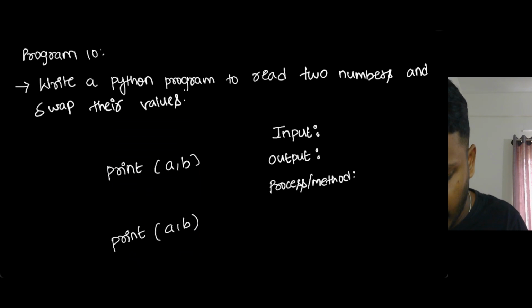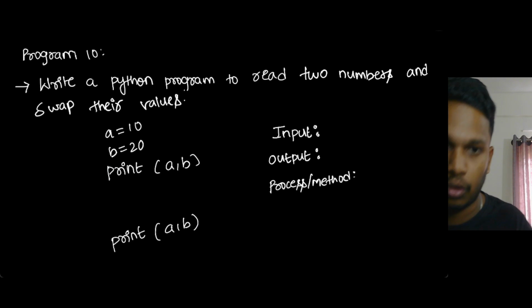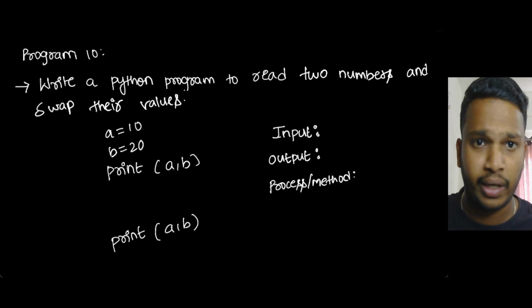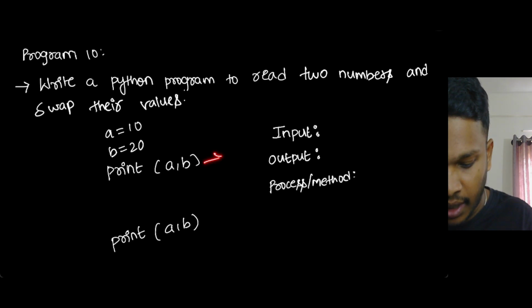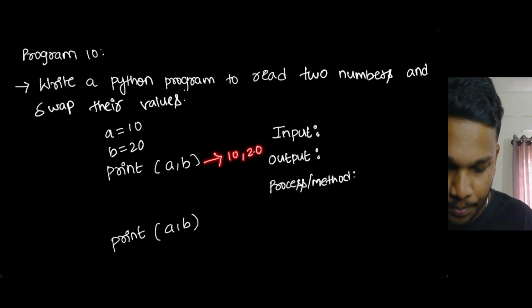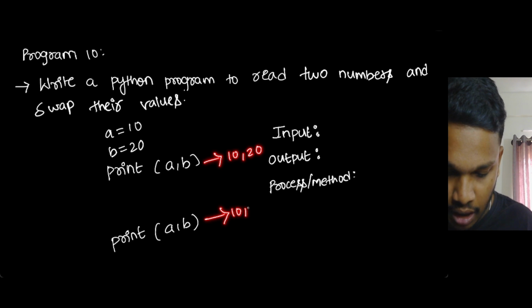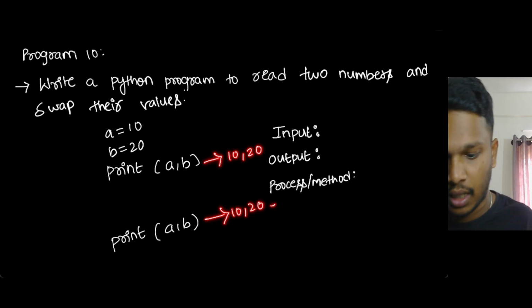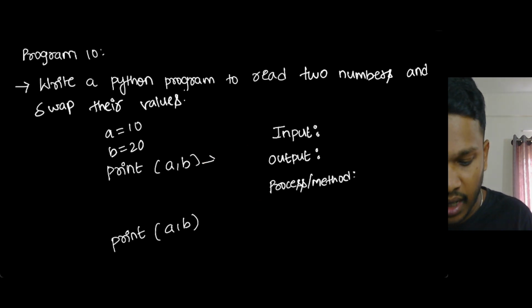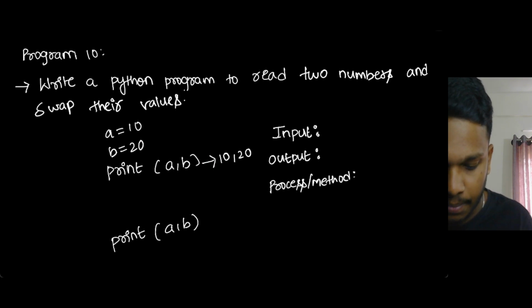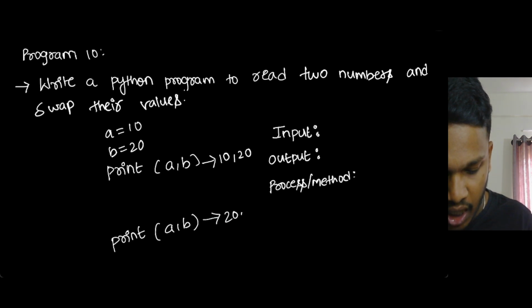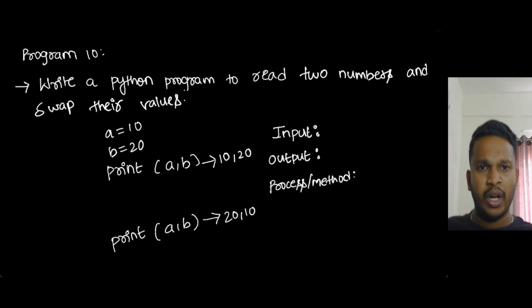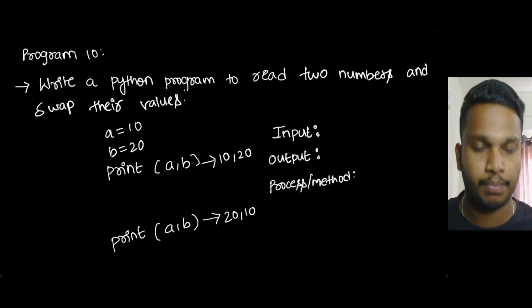So here I have some value, a is equal to 10. Here b is equal to 20. What will be the output here? 10 comma 20, right? Am I correct? Yes. So the motive of the code is, here I should get 10 comma 20, and here I should get 20 comma 10. Am I clear?